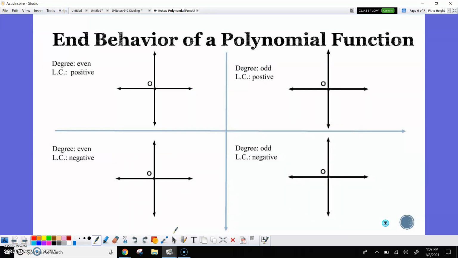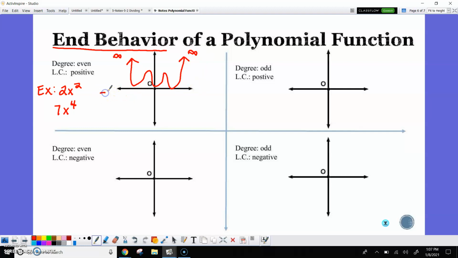And behavior of a polynomial. So here we have 4 different options. Either your degree is even, or it's odd, and your leading coefficient is positive or it's negative. So for an even degree with a positive leading coefficient, for example, that could be like positive 2x squared or 7x to the 4th. As long as the leading coefficient is positive and the degree is even, they will have the same end behavior. Your graph will both look like this, where the ends are pointing both towards positive infinity.